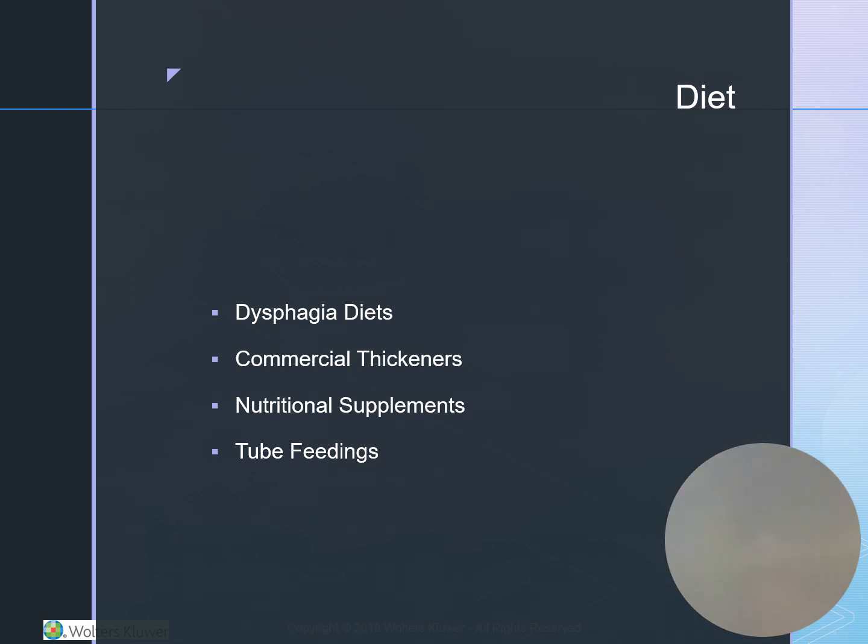We need to be concerned about the diet that we are administering our clients, especially if they have some neurological deficits. Their diet for dysphagia may need to be pureed or ground or soft, or maybe just a modified general diet where we're not giving the client anything really difficult to chew or swallow. We may need to provide some commercial thickeners or nutritional supplements or tube feedings to assist in the client's nutritional status.